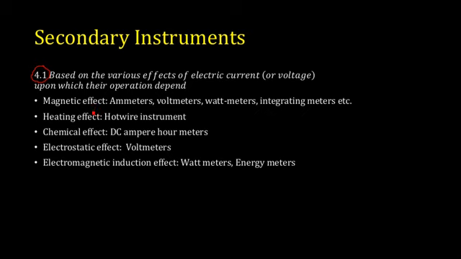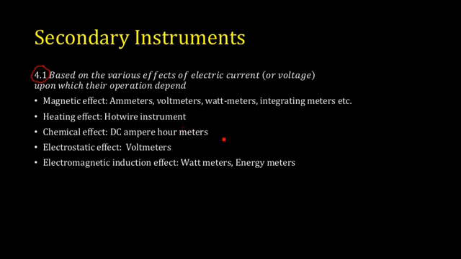So if we are making use of magnetic effect for the operation of the meter, such instruments fall under secondary instruments, and ammeters, voltmeters, wattmeters, and some integrating meters like energy meters fall under this category. You have an instrument called hot wire instrument, which makes use of heating effect of current. Once the current passes through the instrument, it heats up the wire and the length of the wire increases due to heating. So that gives an indication regarding the current that is flowing. Such an instrument is known as hot wire instrument.